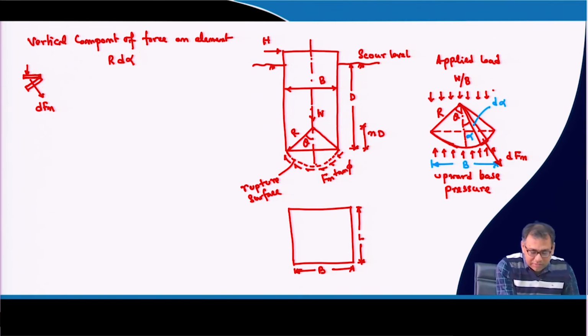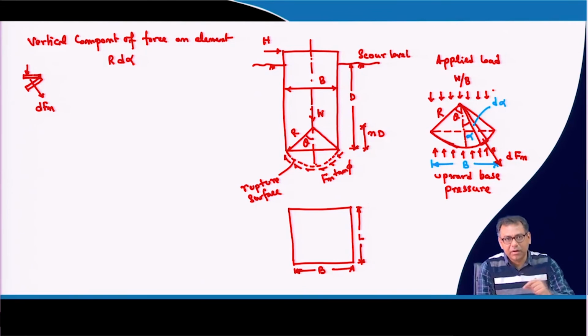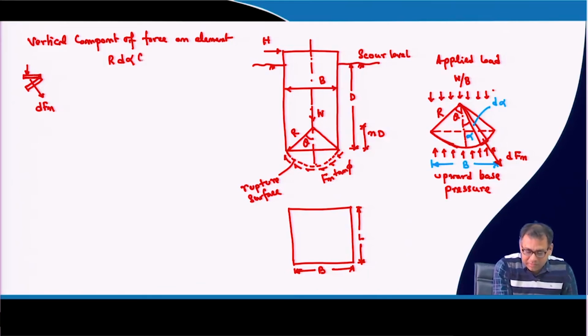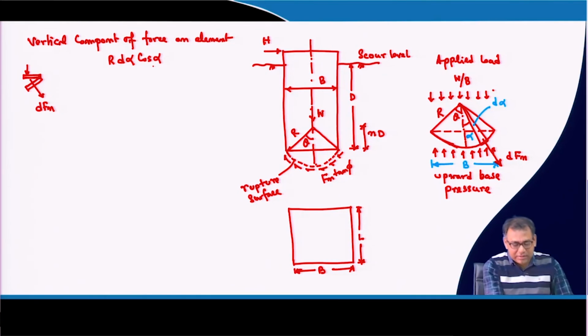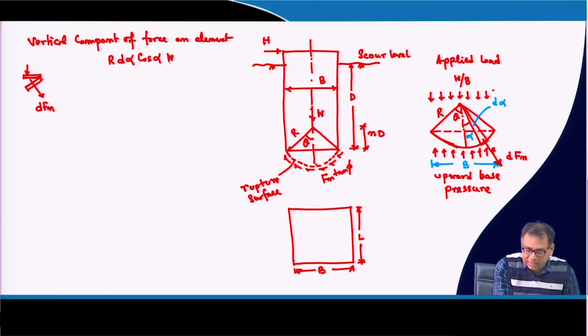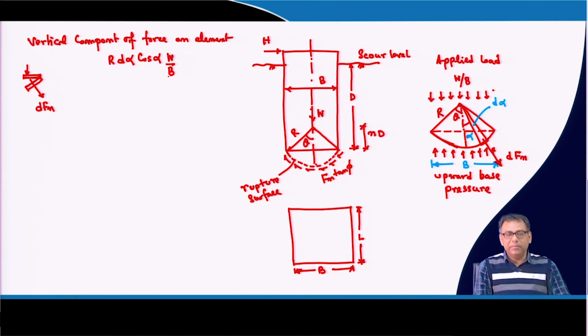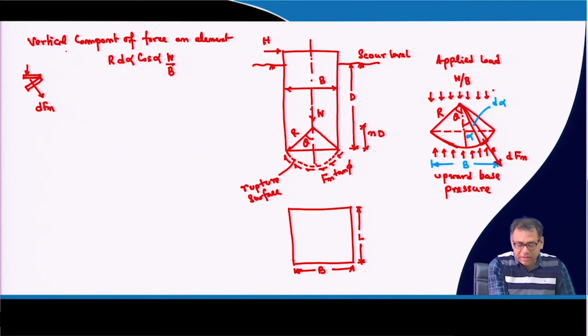The horizontal component of this element will be cos alpha. This is the horizontal component of the element on which the vertical force will act. So, R d alpha is the element, and the horizontal component will be into cos theta. Then the vertical applied load which is acting is W by B. So, this is the total vertical component of the force.